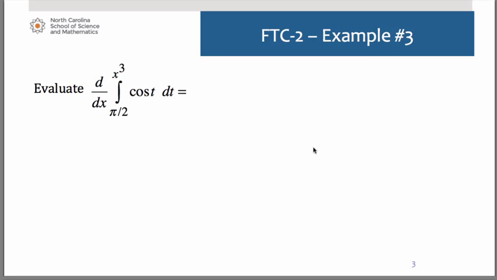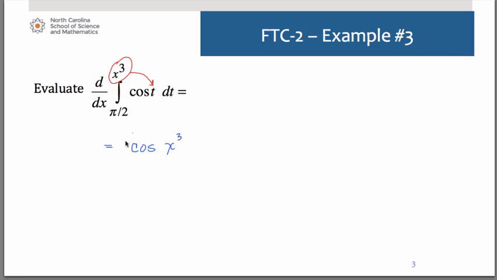In these next two examples, you'll notice that our upper limits of integration are no longer simply x, they are some function of x. Here we have the derivative of the integral from pi over 2 to x cubed of cosine t dt. As we have learned to do, we are still going to take this upper limit of integration. Notice the lower limit is numerical and the variable is in the upper limit of integration. We're going to take x cubed and substitute that in place of t in our integrand. When we do that, we have cosine of x cubed.